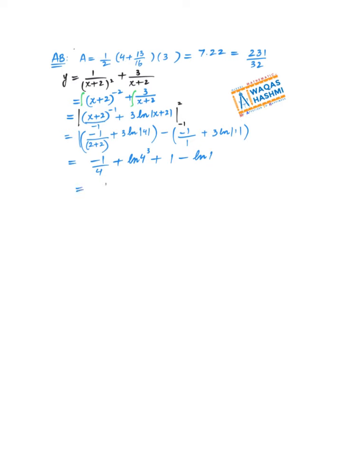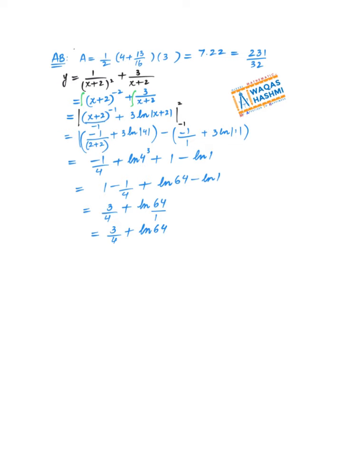Alright, now it will be 1 minus 1 over 4 plus ln of 4 cubed, which is 64, minus ln of 1. After that, if you take LCM here, it will be 4 minus 1 leads to 3 divided by 4 plus ln of 64. Since we have a minus here, that means we need to subtract. So if you write 64 divided by 1, it will again be the same, 64. Alright. So that is your area under the curve.